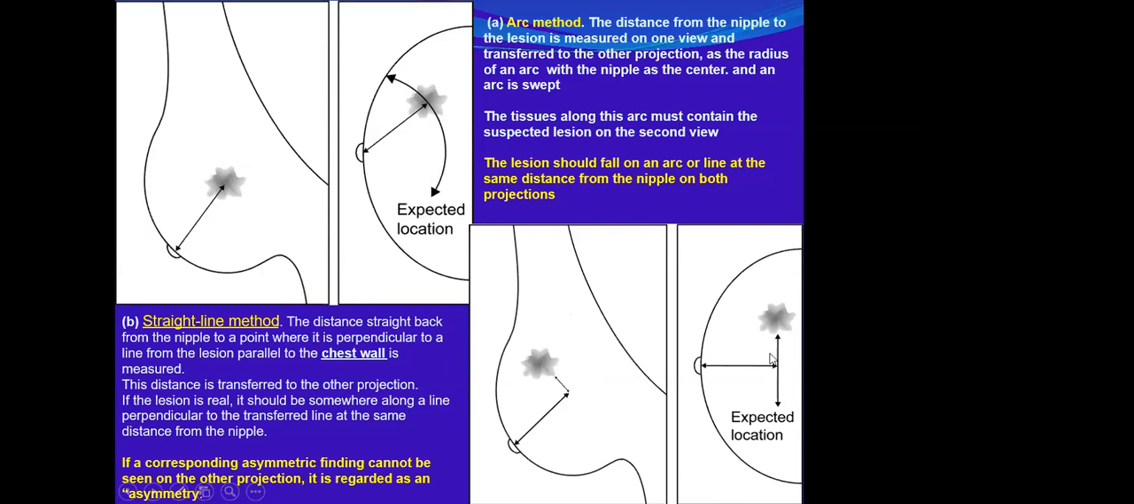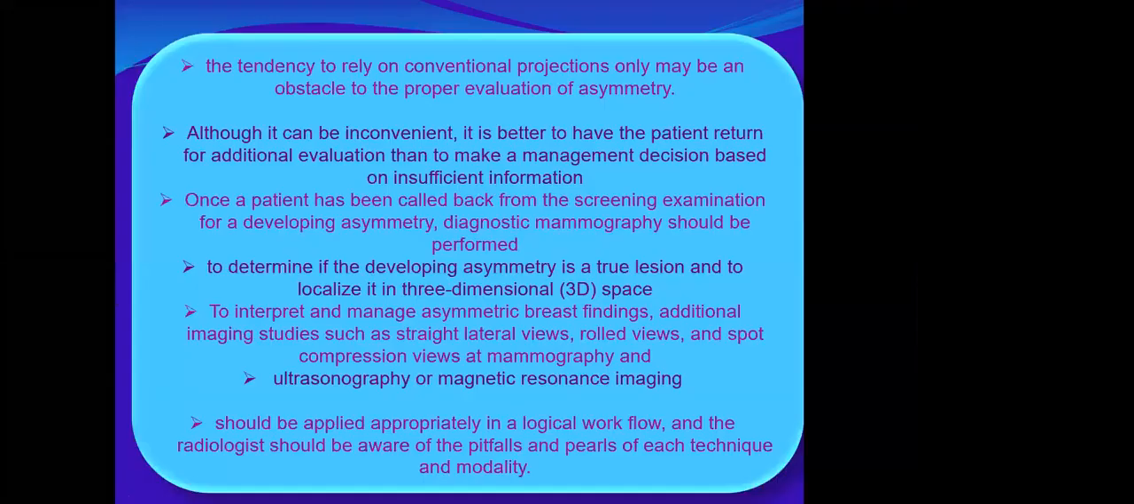And you will go along those lines, the tissue along those lines, and you expect the lesion to be within. If you could see it, okay, that means you are dealing with real things. If you could not see it, there is no corresponding asymmetry seen, so you regard it as just an asymmetry, not a focal asymmetry.